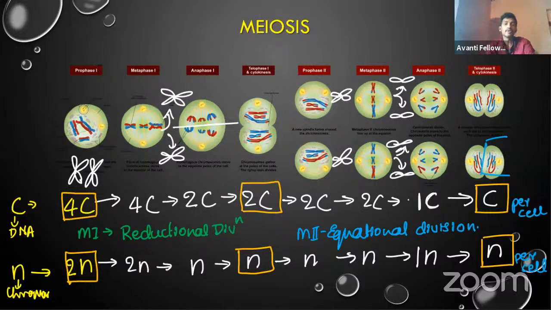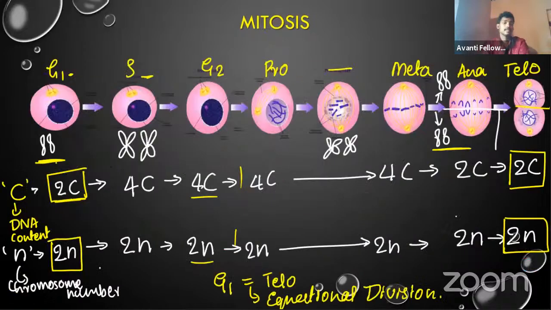Now you have to remember two things. The DNA content gets doubled only in the S phase. Remember, only in the S phase of the interphase does the DNA content get doubled. As you can see here, from 2C to 4C happened, right?